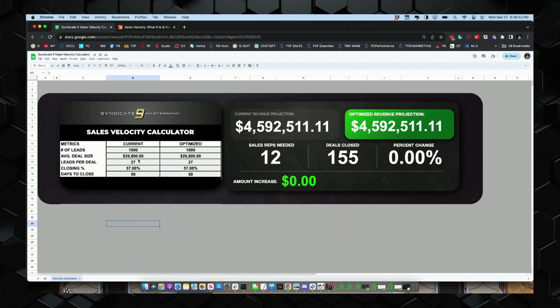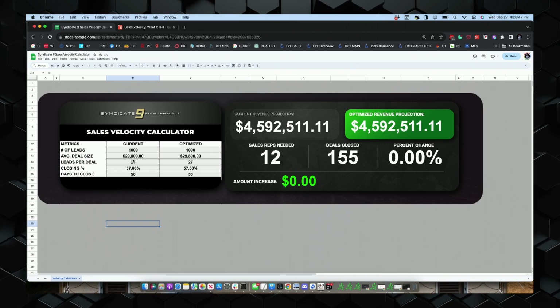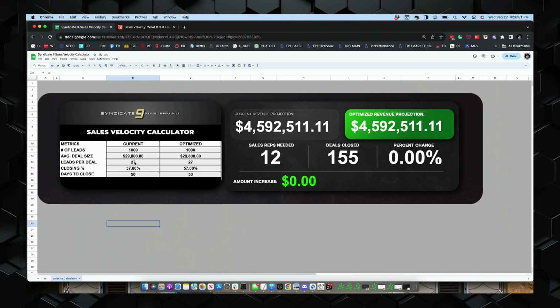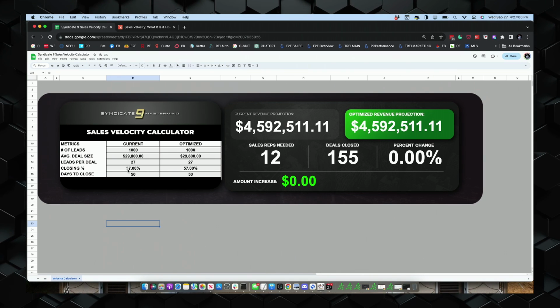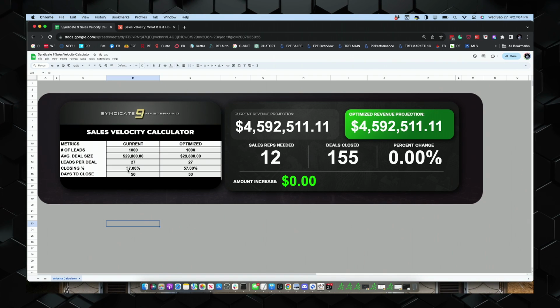This right here is average deal size. This is our average deal size. Leads per deal is 27. Now, this number is just okay. It's not great, but it's just okay. Closing percentage is 57%. Now, there are some people in our mastermind that had closing percentages of 22%, and some that had closing percentages of 68%. So we talked about the difference in what it does to the bottom line.